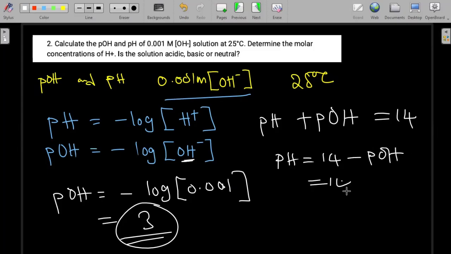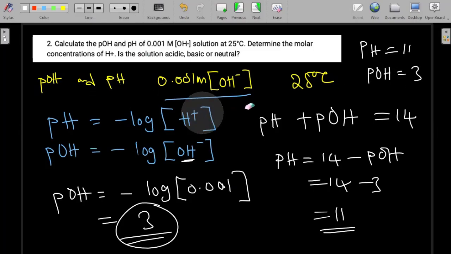So this will just be 14 minus 3, which will be 11. Okay, so I found my pH to be 11. Then my pOH will be what? 3. Okay, we're done with the first part.